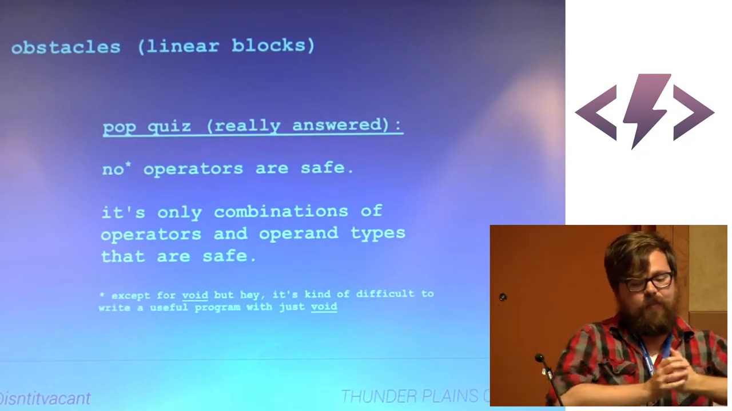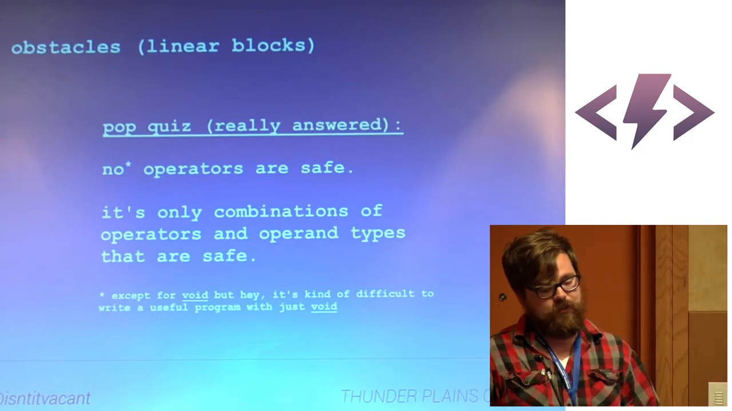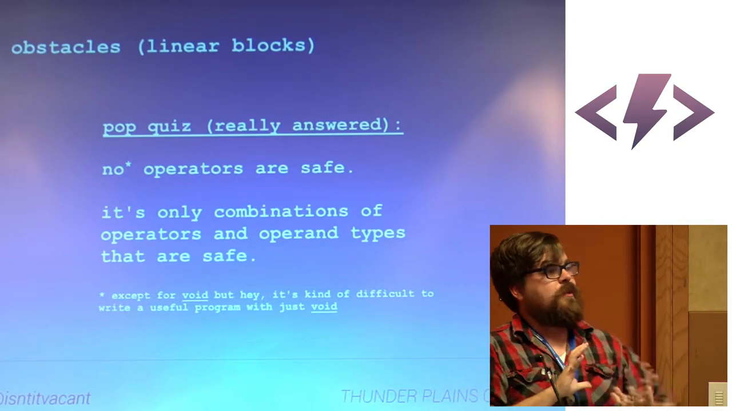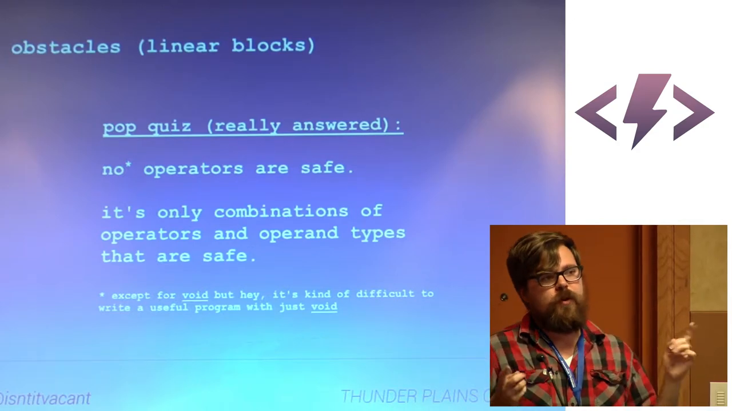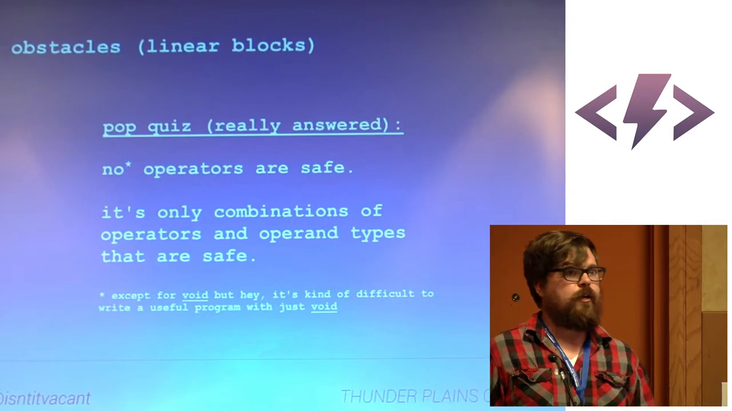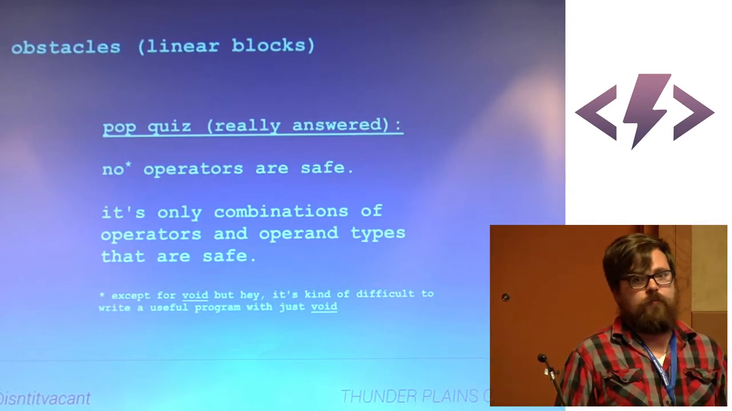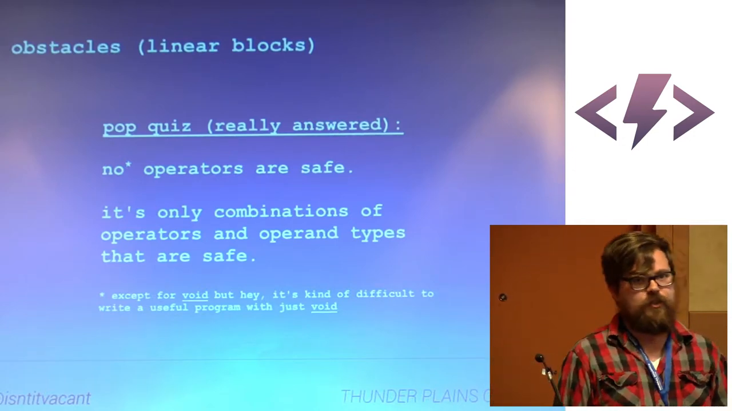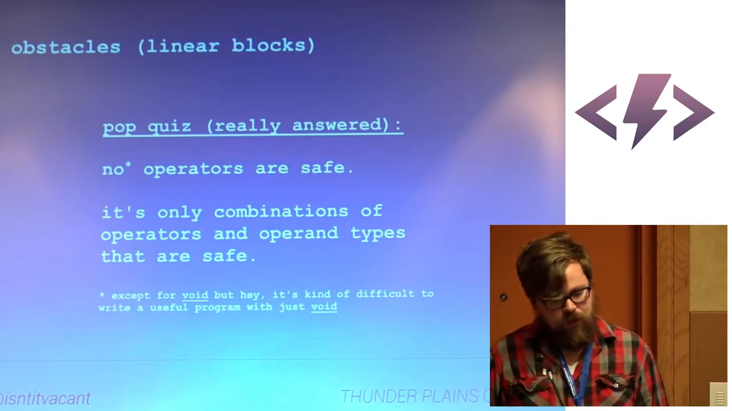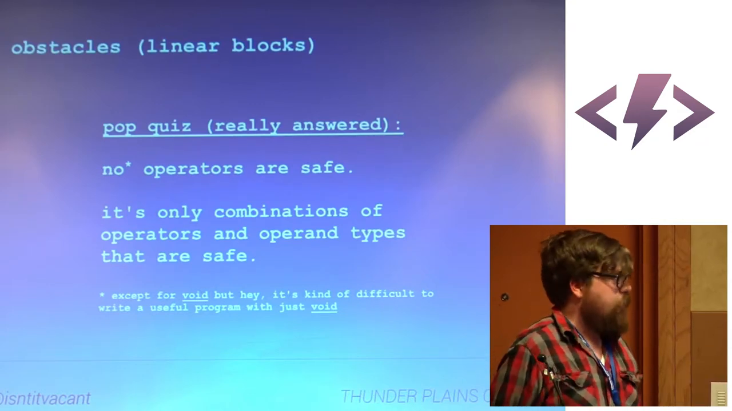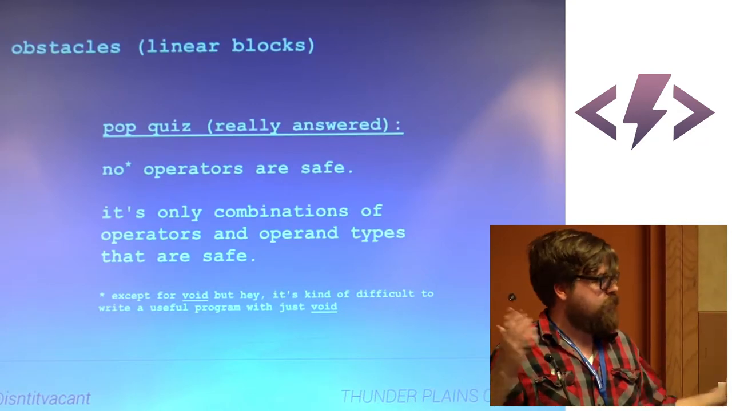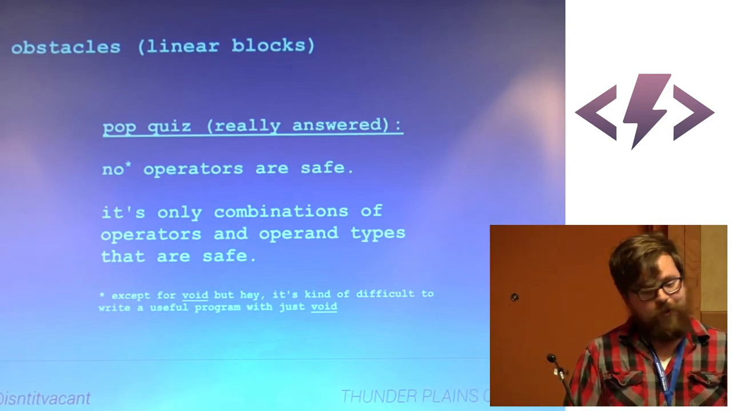really what we're looking for is combinations of operators and operand types. That is what we can make assertions about. Like, we know if we have two primitive strings and we add them, we're always going to get a primitive string, modulo the computer running out of memory, which we can't really account for. Or you could try to write your program using just void, but that's kind of a fool's errand. It can generate one value.